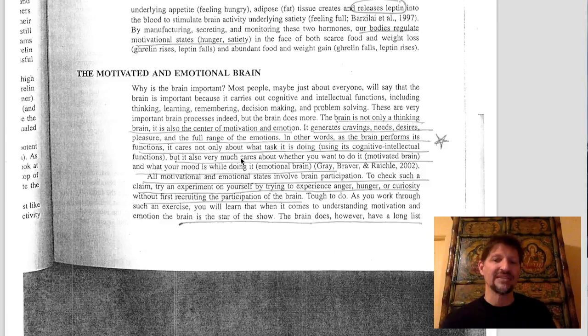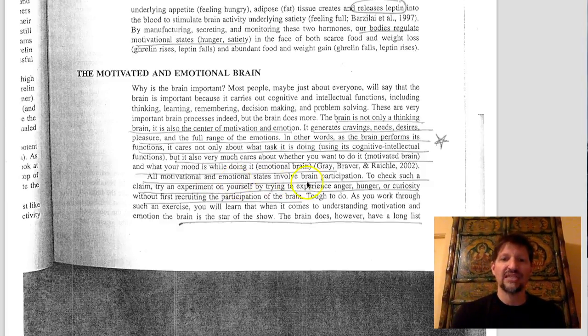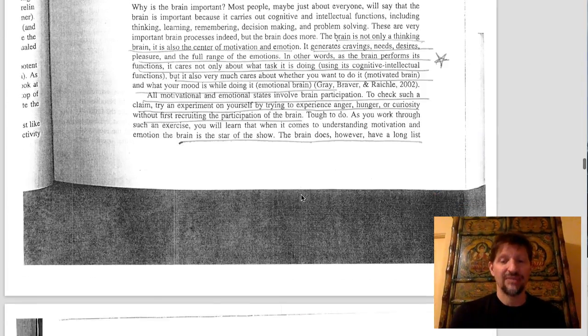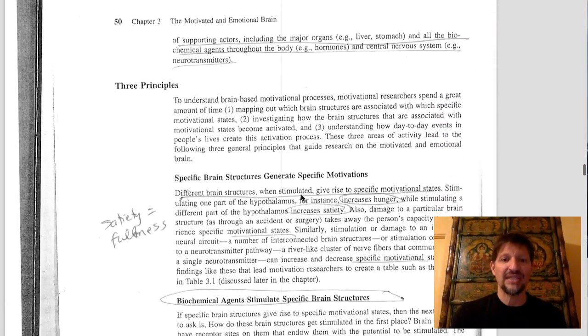Again, the brain is all these things, and they don't work in a hierarchy. They pretty much work laterally. They work co-equally. All motivation and emotional states involve brain participation. To check such a claim, try an experiment on yourself by trying to experience anger, hunger, or curiosity without first recruiting the participation of the brain. That might be an interesting one just to try yourself, okay? But of course, yes, the brain is the great switchboard or central train station for our thoughts, our feelings, and in fact, a lot of what goes on in our body in terms of hormones. So that's a little bit self-evident, but it's worth restating.